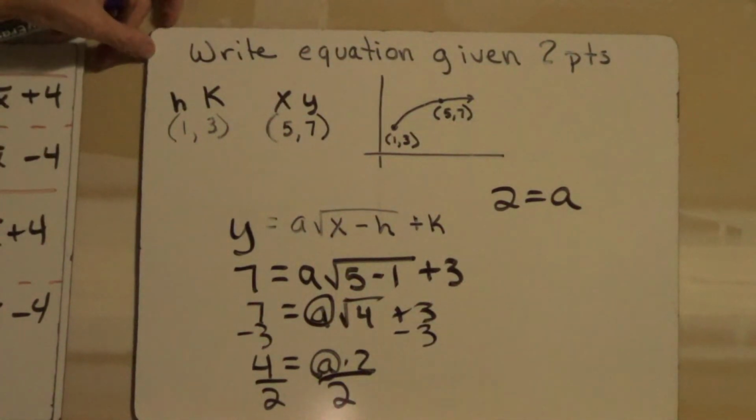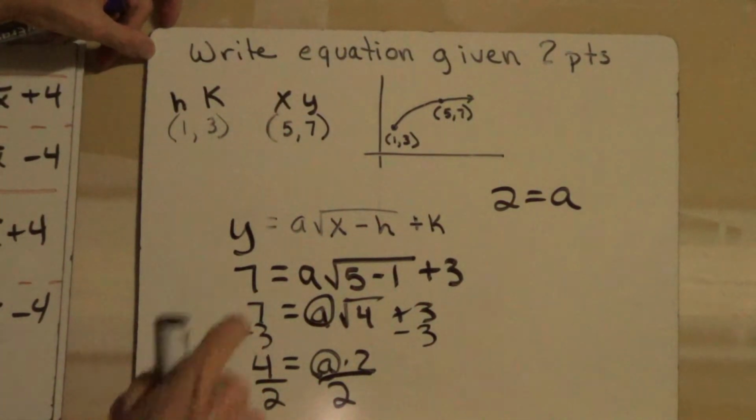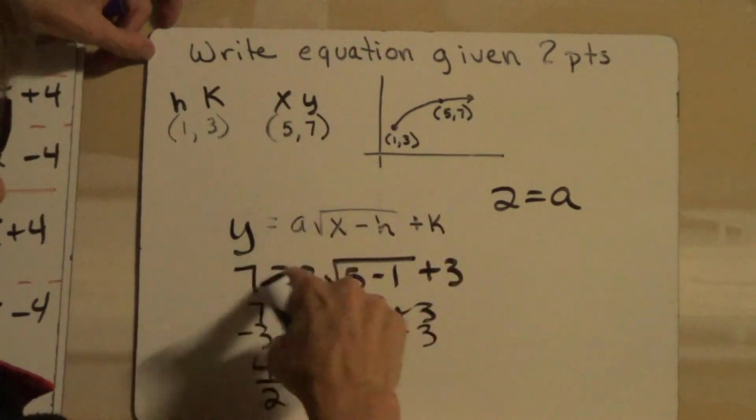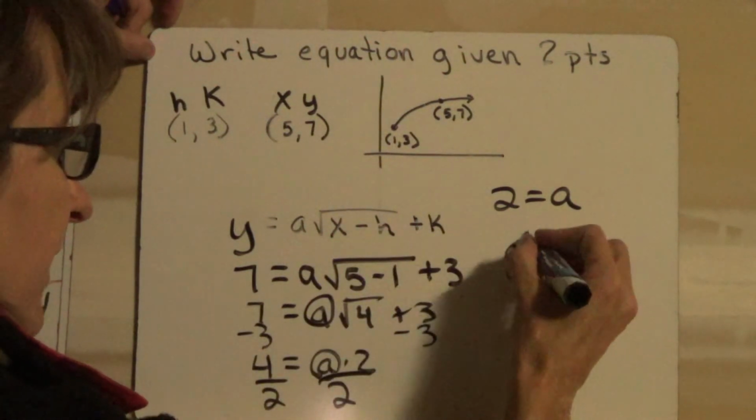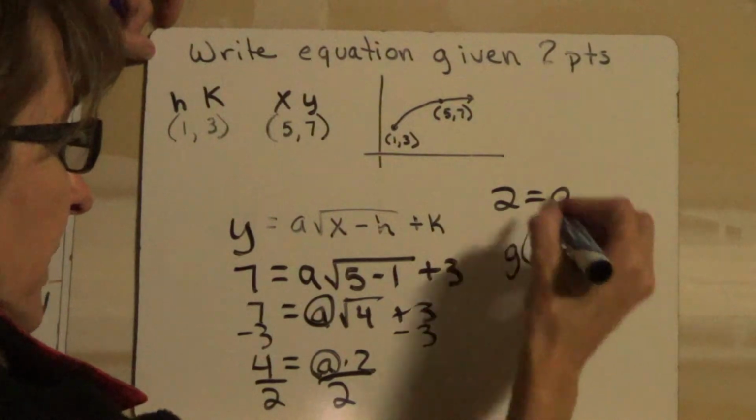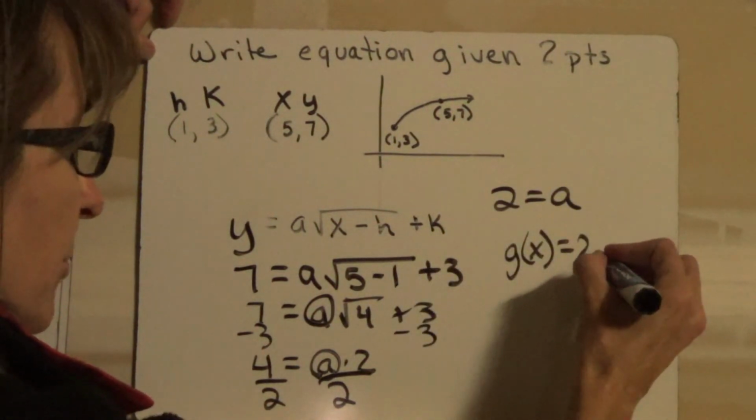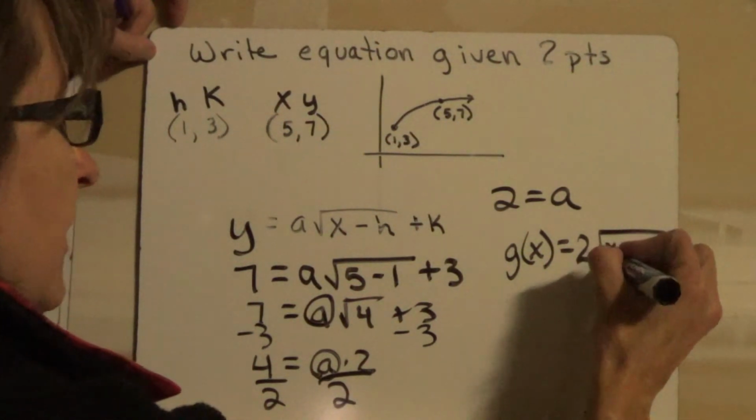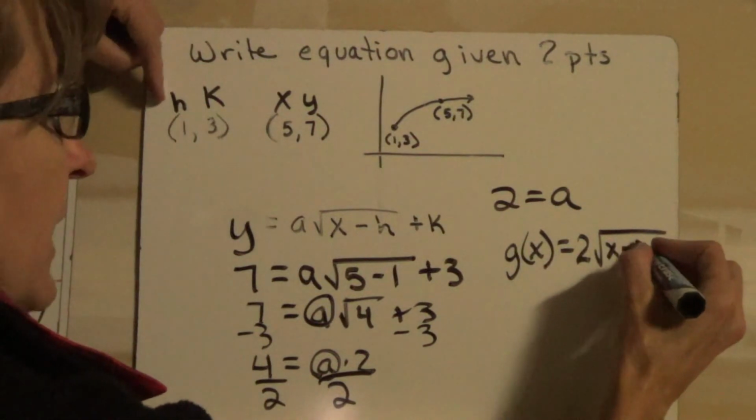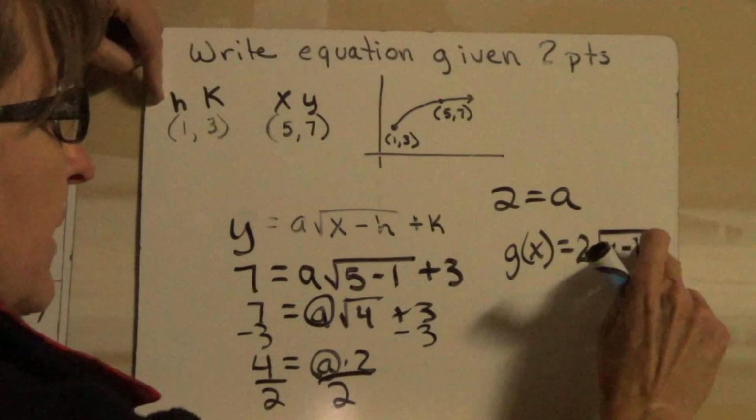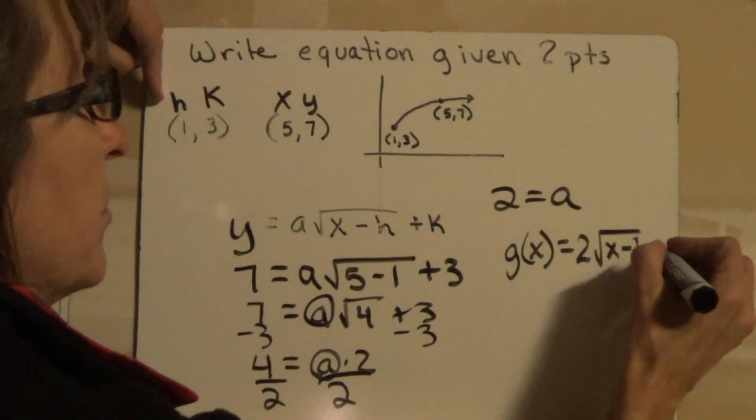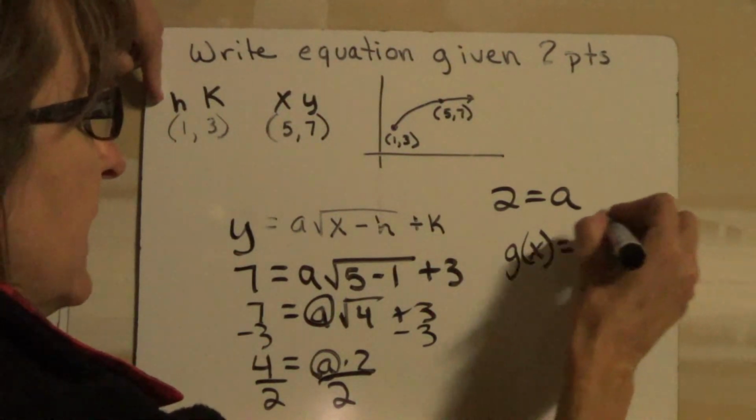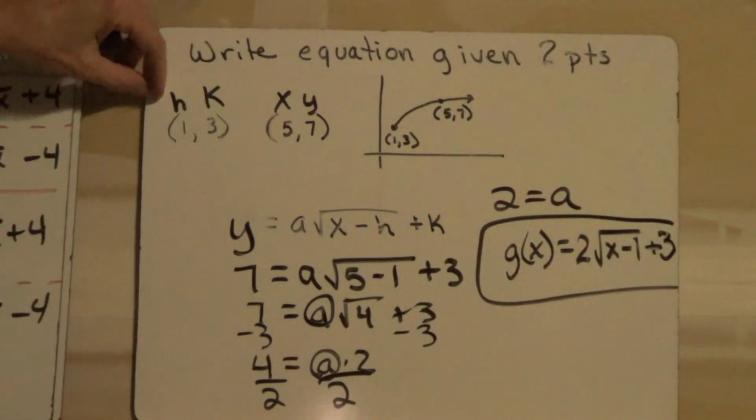Now that's not your complete answer. That just tells you what the a value is. Now you need to plug it into your equation, your formula here, to show what this actually is. And it was g of x equals, my a value is 2, square root of x minus, the h value is 1, plus the k value is 3. Now, that is your formula for that function. So that's what you're wanting to get at.